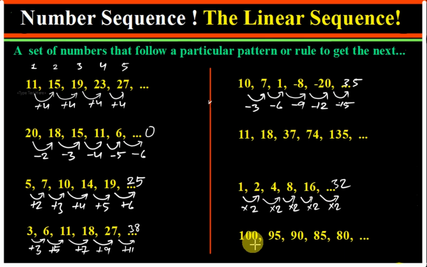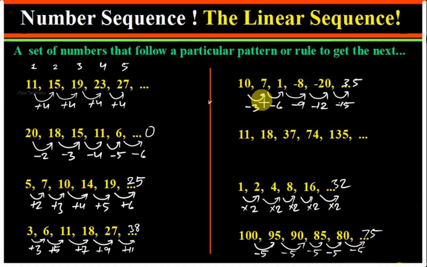Now the next, we will subtract 5 from the first term, that is 100 minus 5, so we get the second term, that is 95. Again if we subtract 5, we get 90. Again if we subtract 5, we get the next term, and so on. If you want to find out what will be the next term, you just have to subtract 5, and you will get 75, that is the next term.